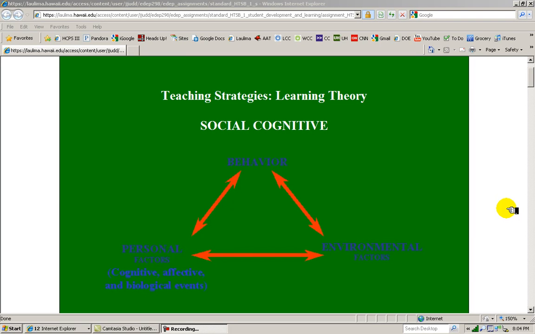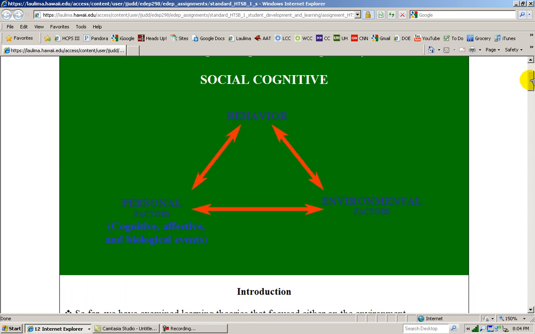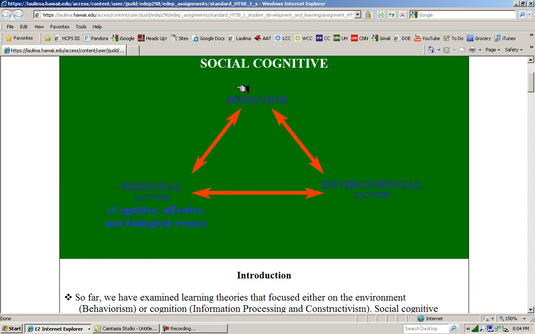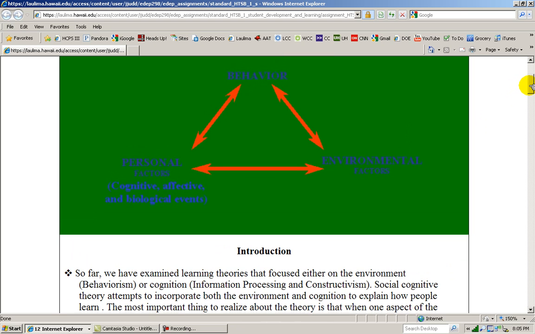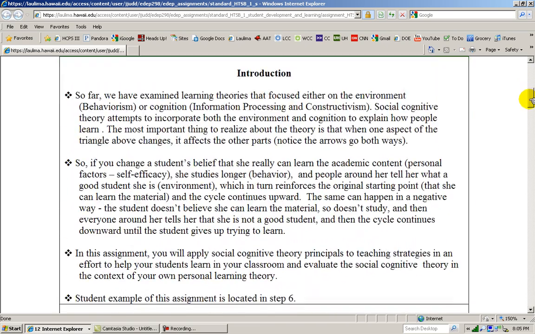This video is to help you complete the last learning theory, called social cognitive learning theory, for teaching strategies for your standards-based lesson plan. And just by looking at this diagram, social cognitive is combining all the factors we've been studying in terms of behaviorism, in terms of environmental factors, and then in terms of constructivism, which is taking place in your mind, and showing the relationship between all three. So as one changes, it affects the others.